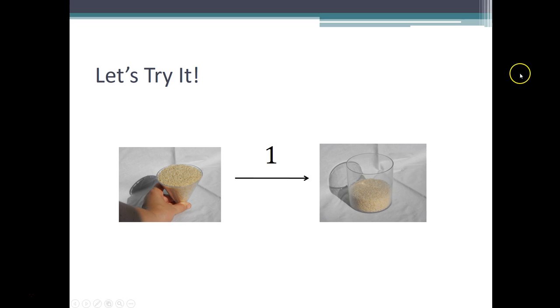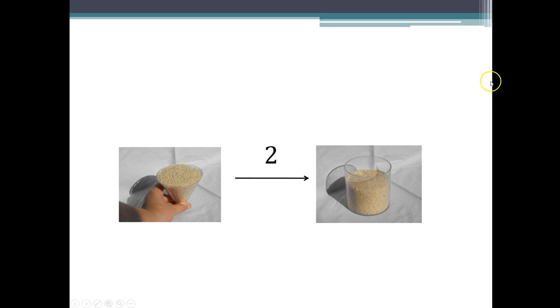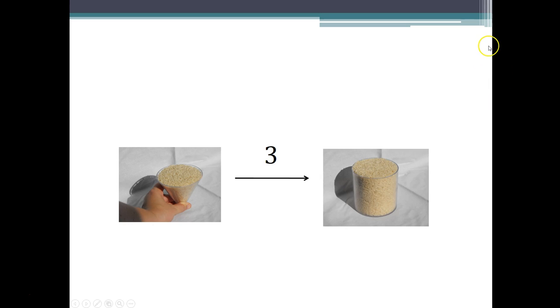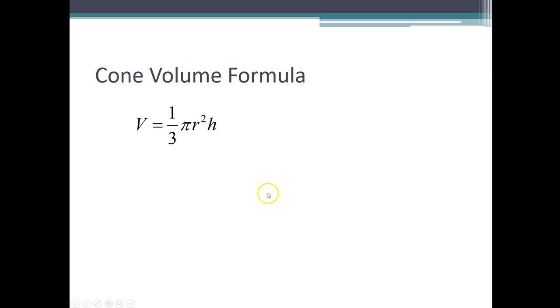I did the experiment with rice and had 1, 2, 3. It fit 3 of them fit into that cylinder. So the volume of the cone is 1/3 that of the cylinder. Remember, the cylinder is pi r squared h, so the cone is 1/3 pi r squared h. So there you have it. So the cone volume is 1/3 times pi r squared h.